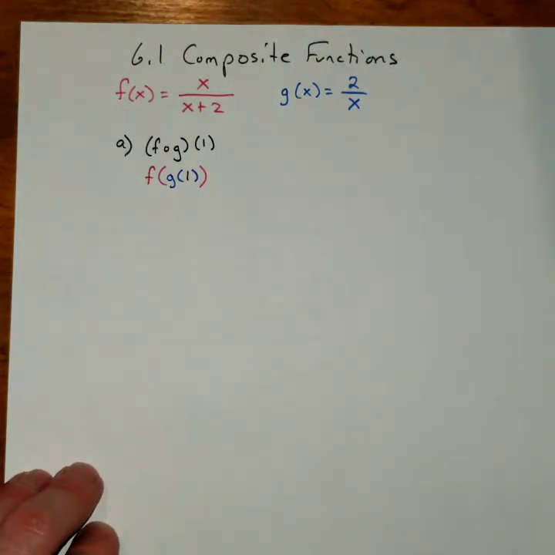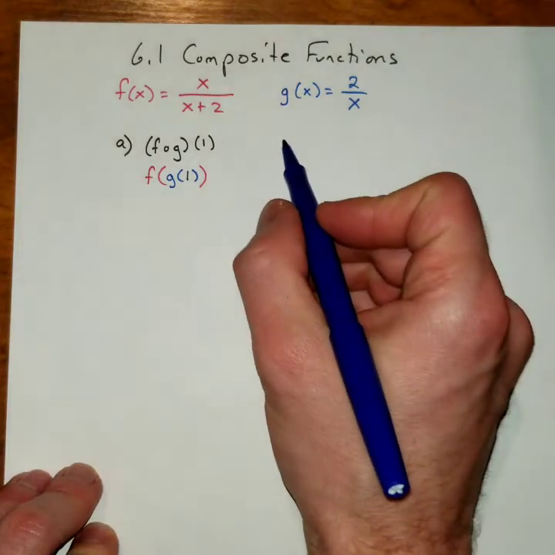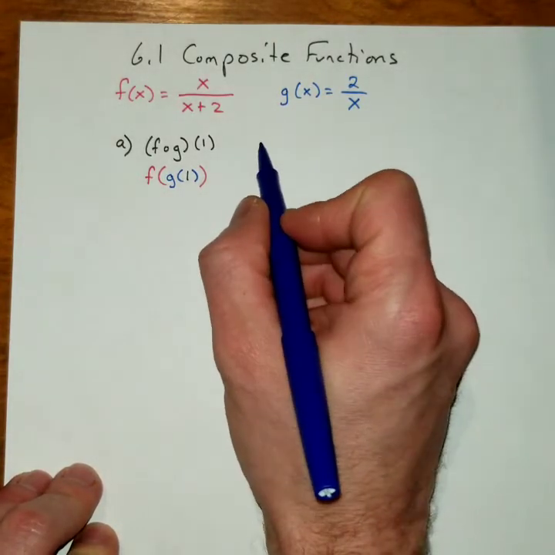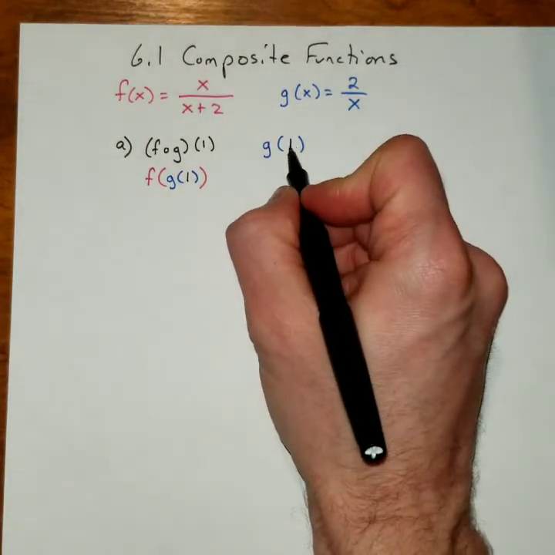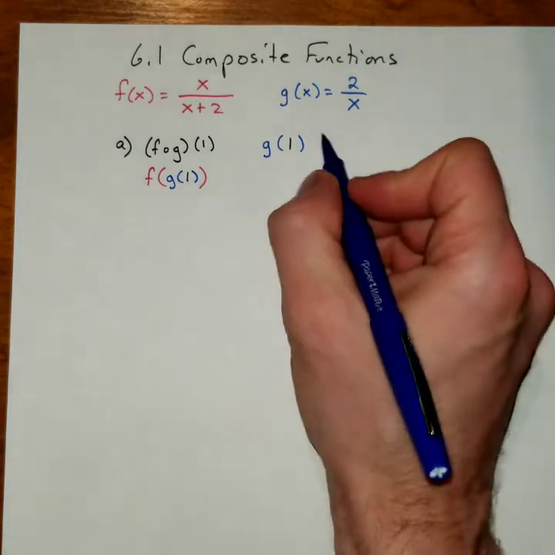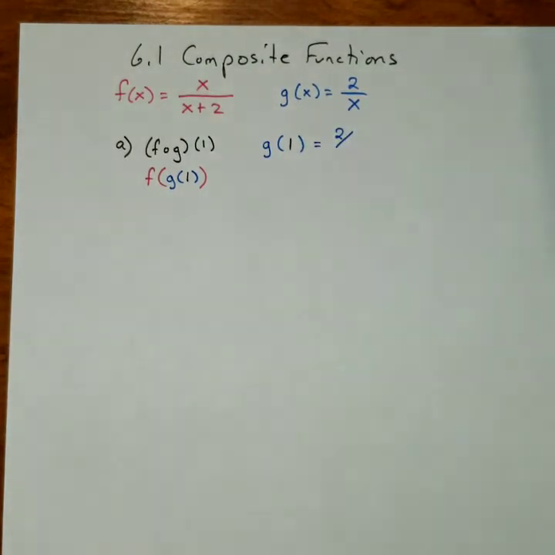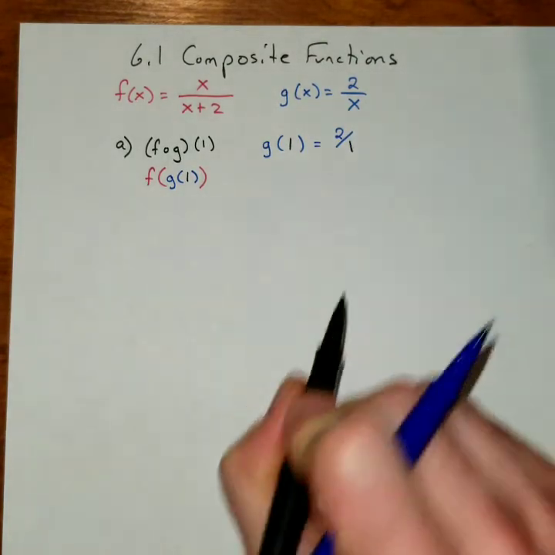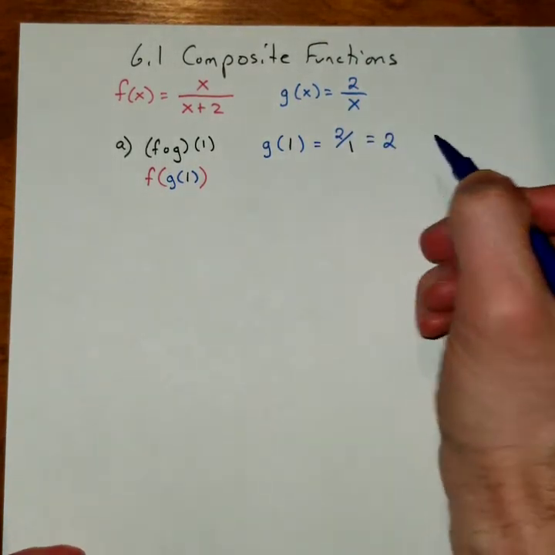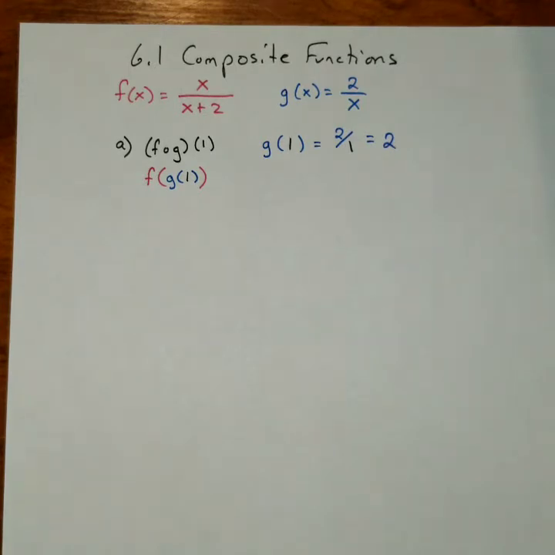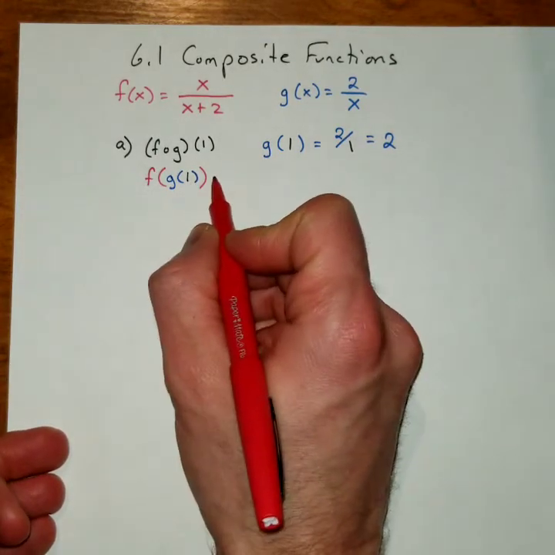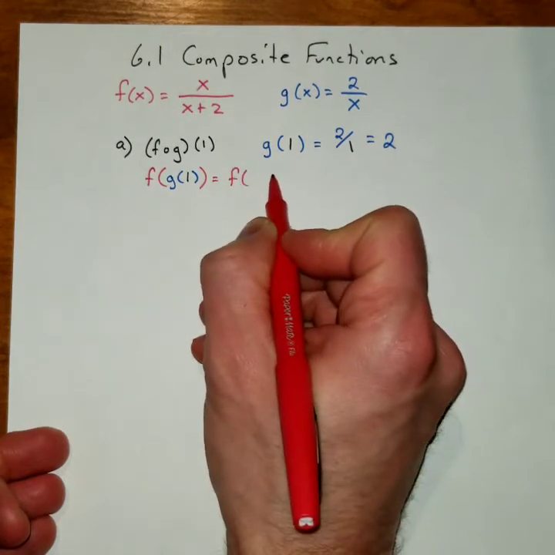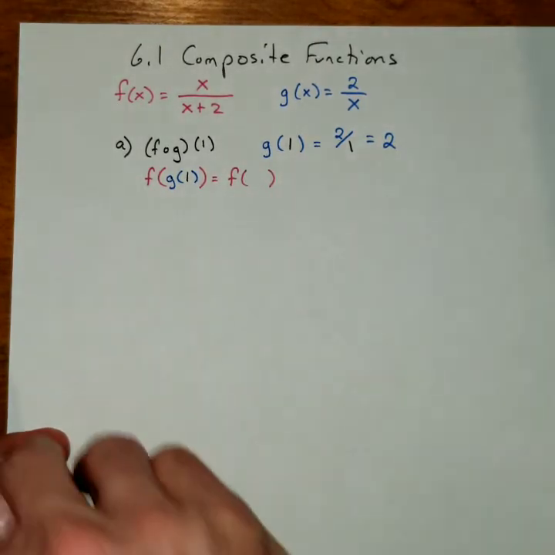Okay, so I need to first find g of 1. So g of 1 is going to equal 2 over 1, which of course reduces to 2. So that becomes my new input into the f function. So this g of 1 becomes 2. And we'll be left with f of 2.